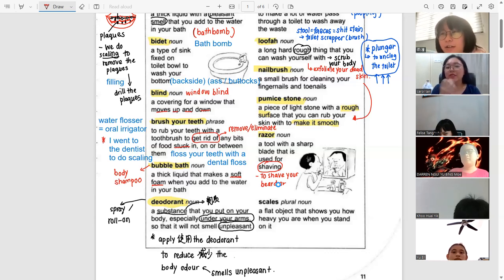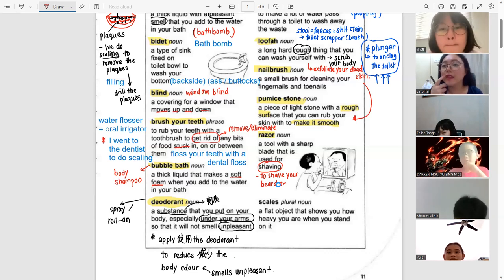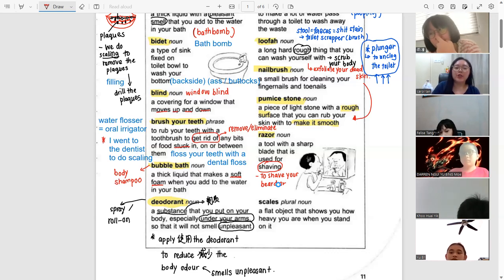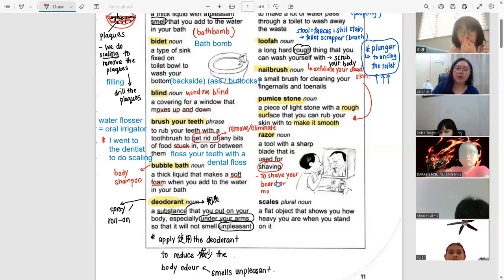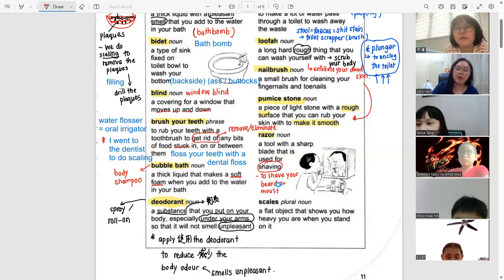我是讲女生会长一点点胡子的。Yeah, sometimes girls, we also have a little bit of beard. I also have a bit of beard, okay? To shave, but I don't want to shave it lah, because when you shave it, then it gets longer. So to shave your beard or mustache.